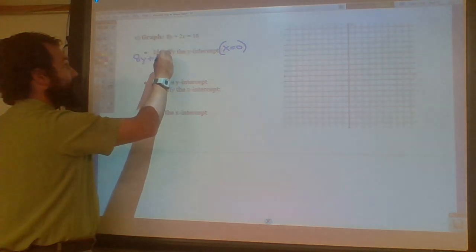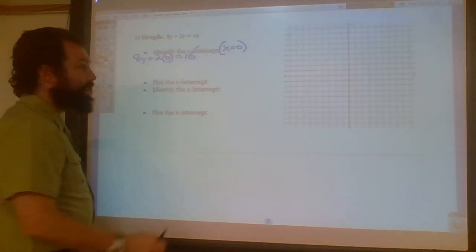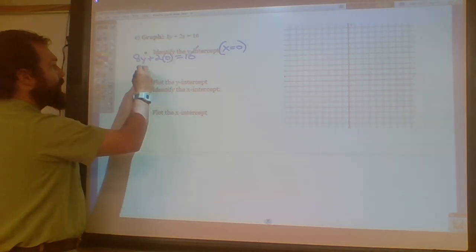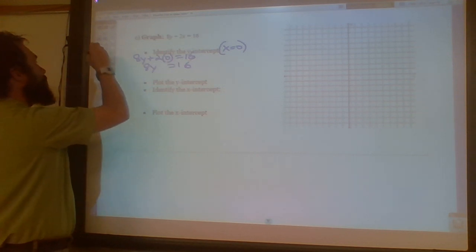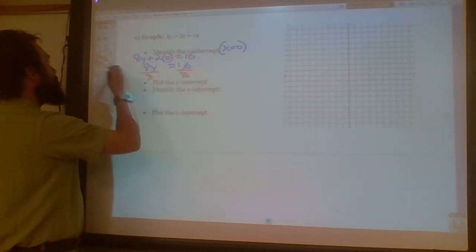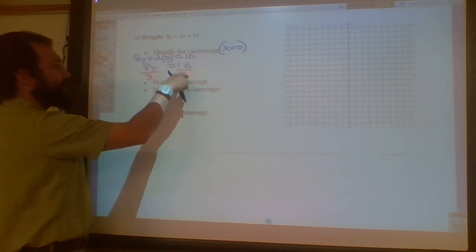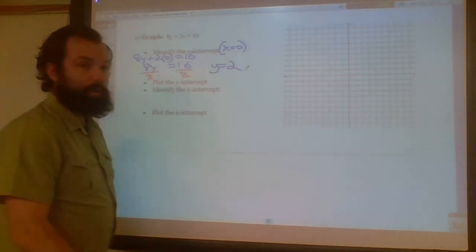So 8y plus 2 times 0 equals 16. 2 times 0 is 0. So that tells me that 8y equals 16. Can divide both sides by 8. 16 divided by 8 is 2. So there's my y-intercept.